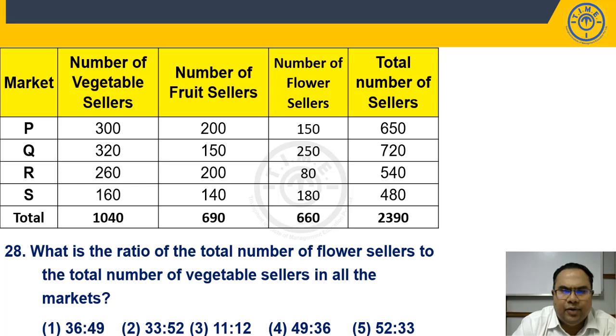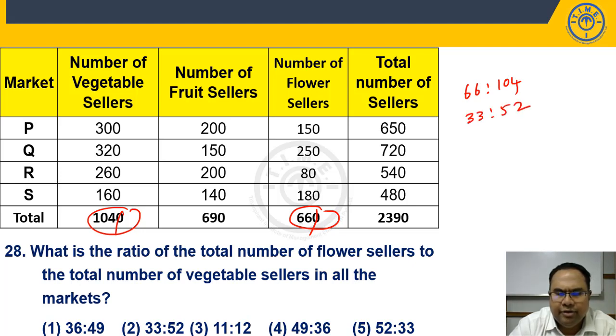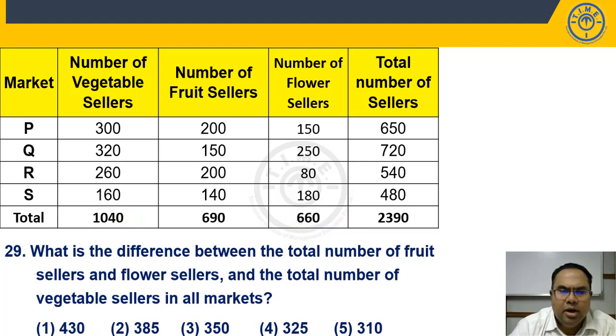What is the ratio of total number of flower sellers to total number of vegetable sellers? Flower sellers 660. Total number of vegetable sellers 1040. I can ignore 0. 66 is to 104. 33 is to 52, option 2. Difference between total number of fruit sellers and flower sellers. Fruit and flower together 1200, 1350. And the total number of vegetable sellers in the market 1040. 310 is the difference, option 5.